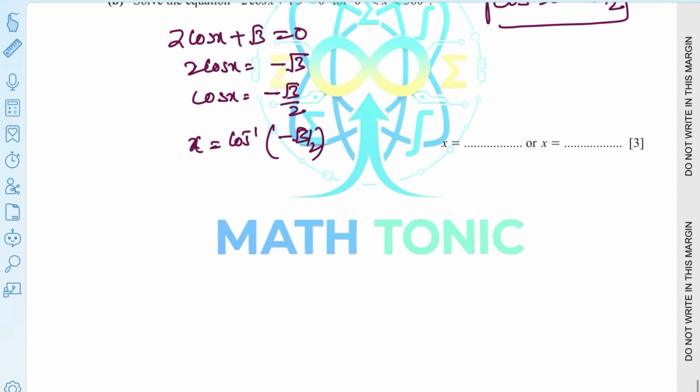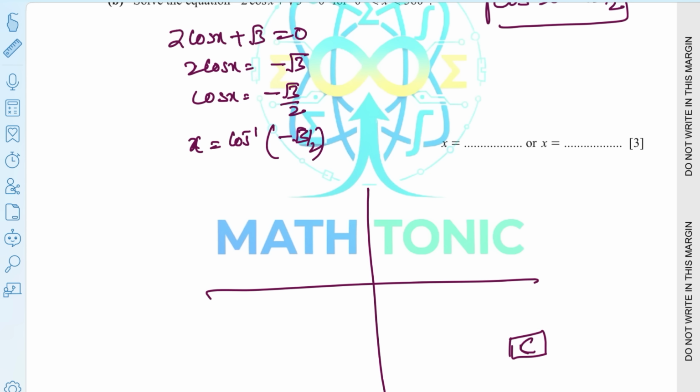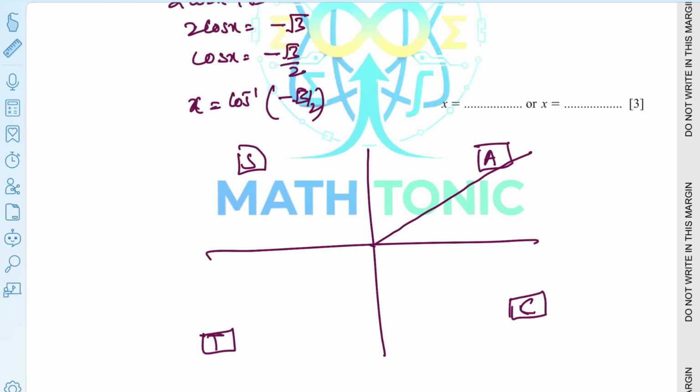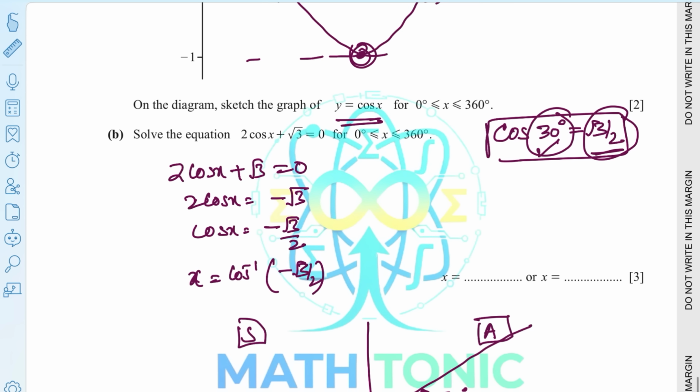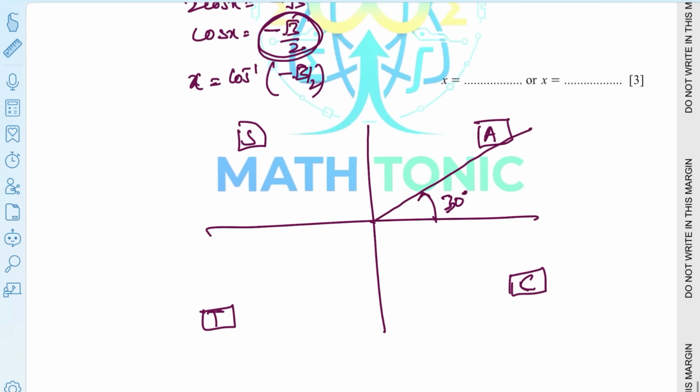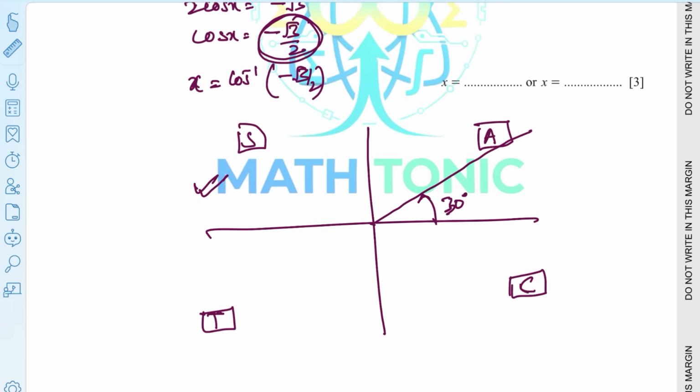Listen. If I draw this cos diagram, I hope all of you know this: cos is positive here, here all are positive, here sine is positive, and here tan is positive. Now you see, cos 30 degrees is root 3 over 2. 30 degrees lies in the first quadrant, where cos is positive. But I need to find the angle for minus root 3 over 2. Cos is negative in which quadrants? Second quadrant and third quadrant. If you replicate this image, it will look like this, and this angle will be 30 degrees.